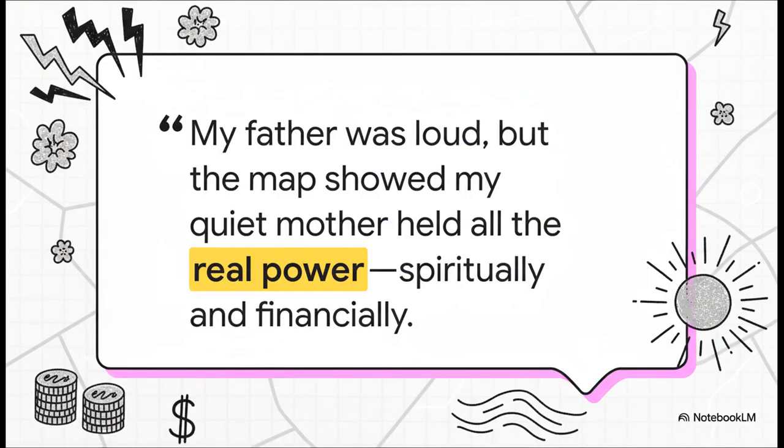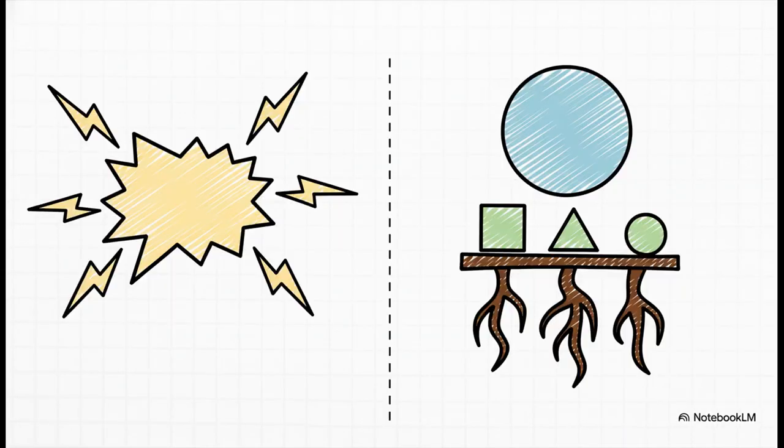And here's another discovery that comes up all the time, one that just turns our assumptions upside down. Someone said, "My father was loud and authoritarian, but the map showed my quiet mother held all the real power, spiritually and financially." This uncovers this idea of the unexpected power broker. See, it's rarely the most visible or outspoken person. So often, the true influence lies with that quiet, steady individual whose power isn't in their volume, but in providing the stability that holds the whole thing together.